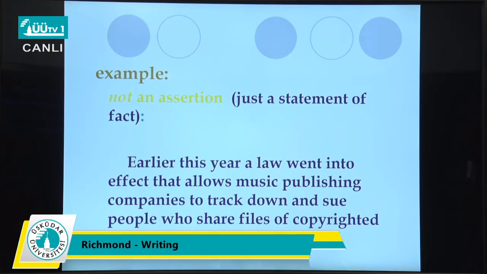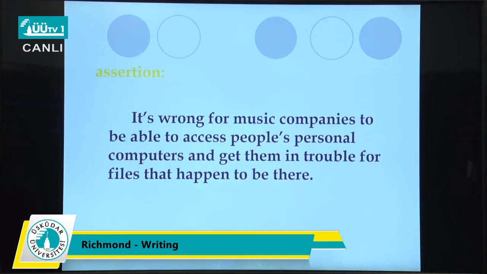It's a fact. For example, earlier this year, a law went into effect that allows music publishing companies to track down and sue people who share files of copyrighted music through the internet. Now let's look at the assertion. It's wrong for music companies to be able to access people's personal computers and get them into trouble for files that happen to be there. Here, we have an argument.